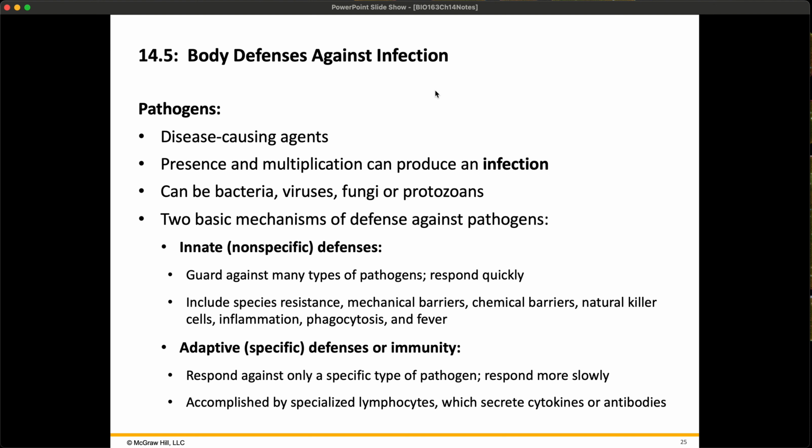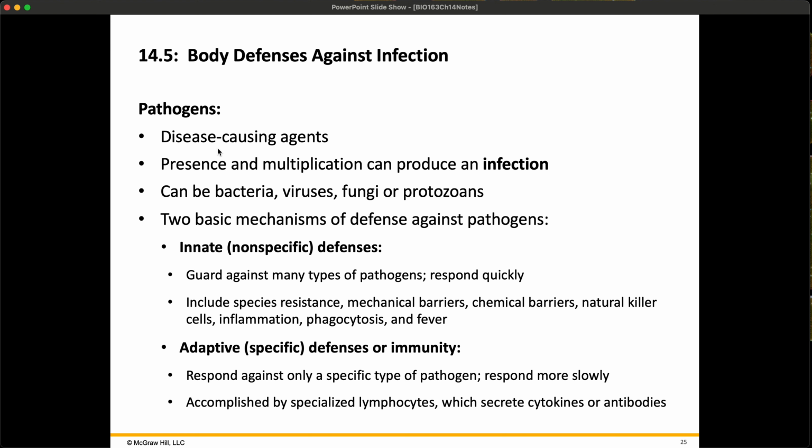Okay, so let's get into the body's defenses against infection. We'll start with talking about what pathogens are, and then get into some of the different reactions, or strategies, our body has for dealing with infections. So starting off with the word pathogens. A pathogen is a disease-causing agent.